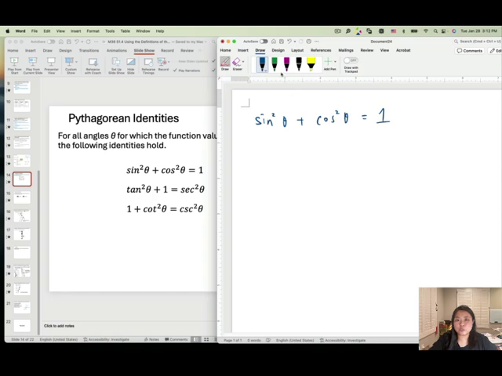What we're going to do is divide the whole equation by cosine squared theta. Sine over cosine will be tangent squared theta. Cosine squared theta over cosine squared theta will be equal to 1. And 1 over cosine will be secant, so secant squared theta. This is how we get the second one. How about the third one? Let's do it one more time.